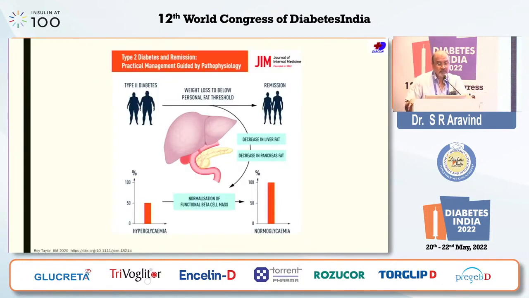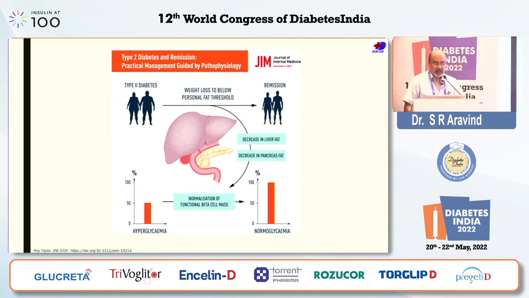So, type 2 diabetes and remission, very simple. You put on weight, then you lose weight, and then your blood sugars start to come down. And if the weight loss is more than 15 kgs, it's absolutely brilliant. Now, another interesting thing happens as you start losing weight. There is normalization of the functional beta cell mass, and this is being shown. And the improvement in the beta cell mass, the first phase insulin release, all that has been shown.